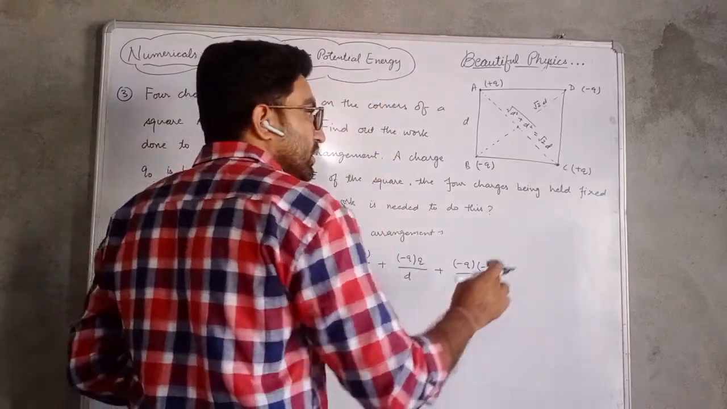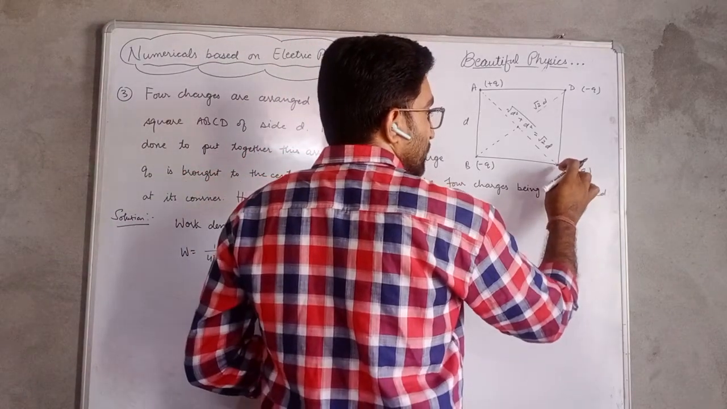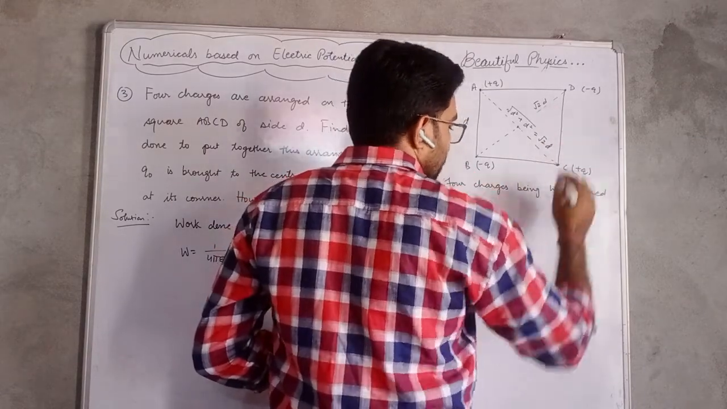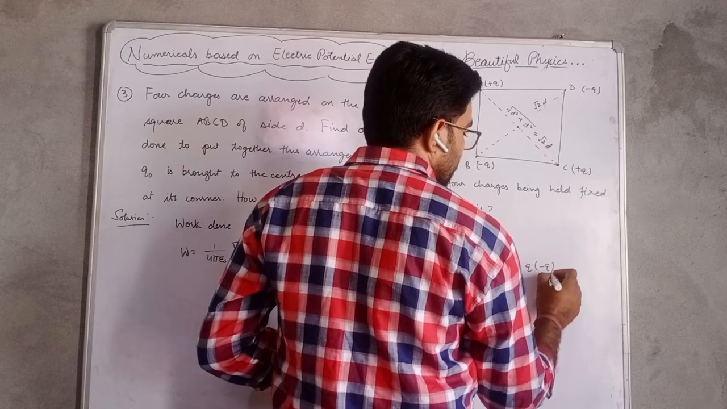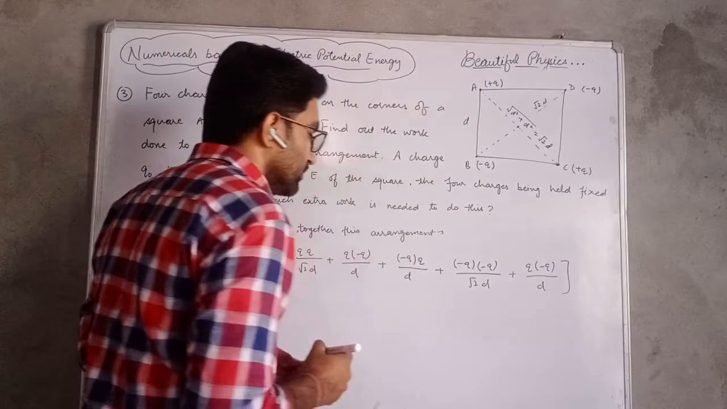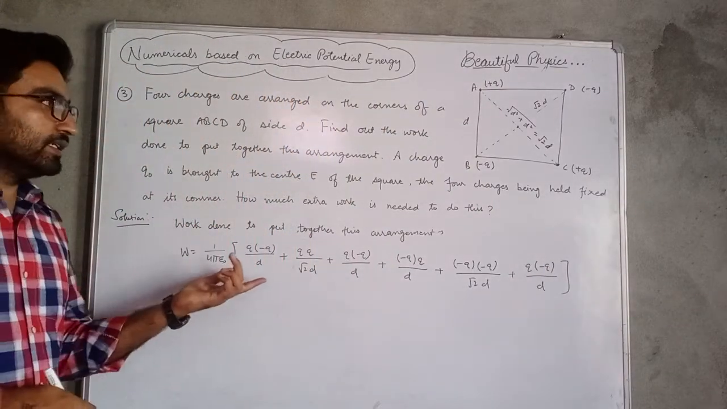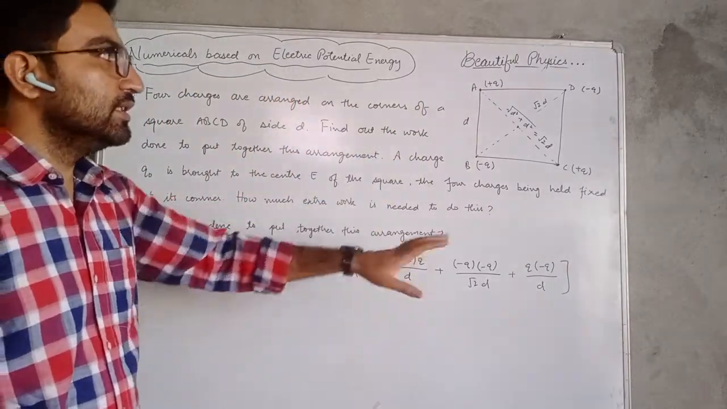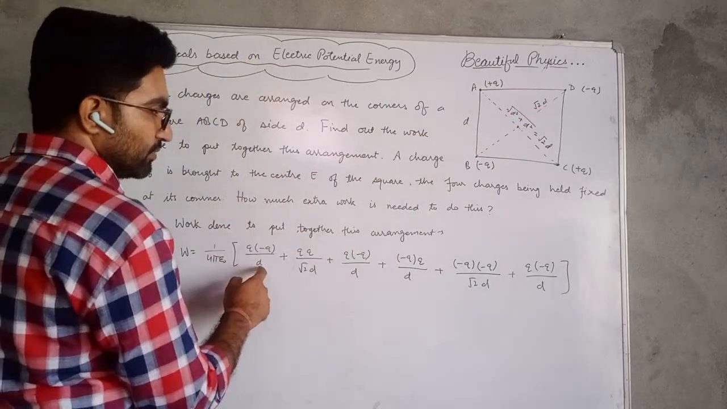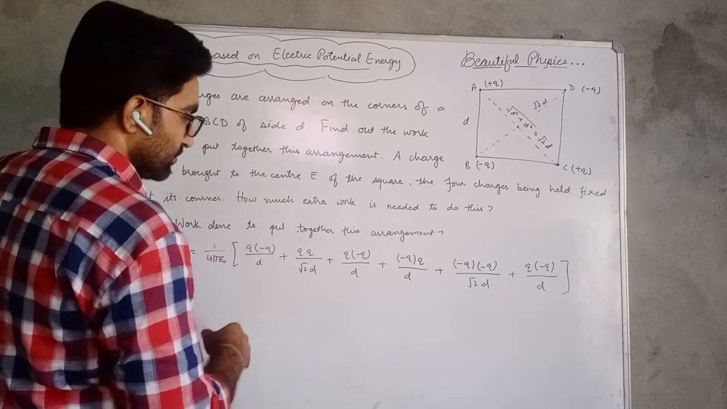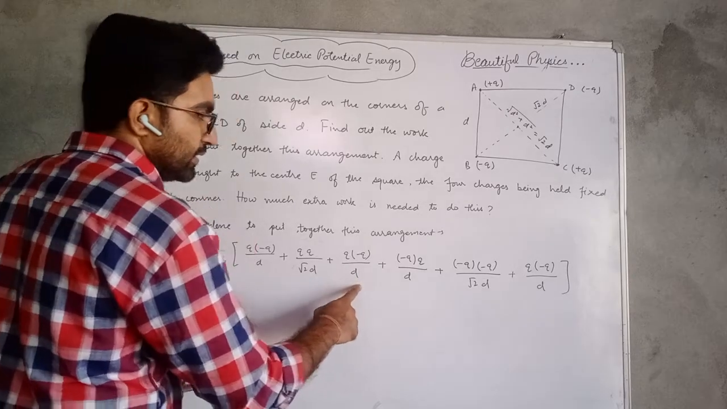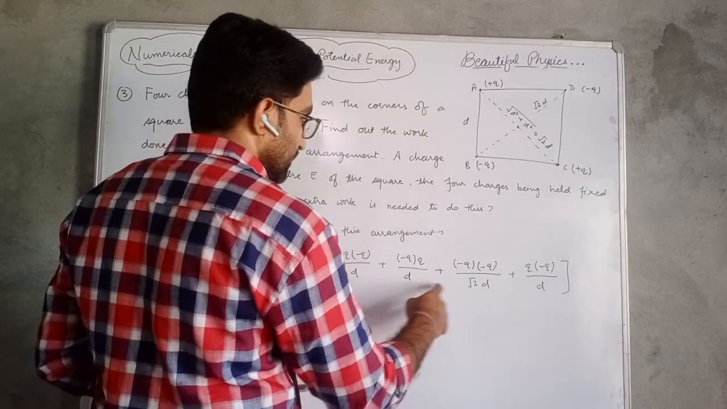And now we have to find the potential energy due to C and D configuration, and it will be equal to the multiplication of charges Q into minus Q divided by separation, which is again d. Okay, so this is the work done in arranging the charges in this configuration, and from there these terms, first, second, third and fourth.